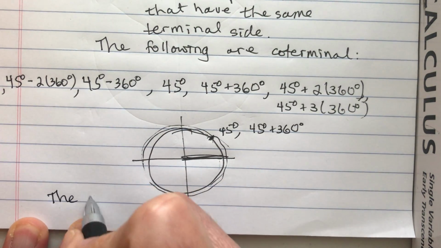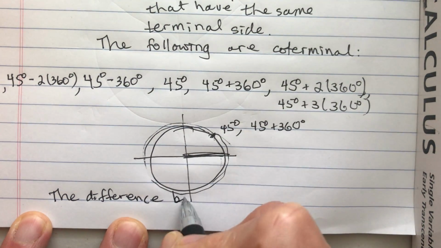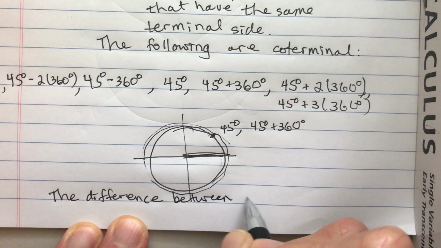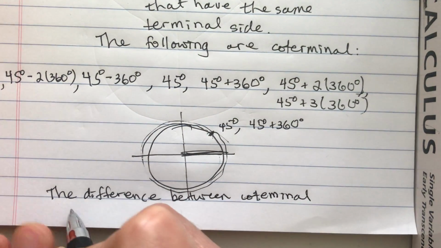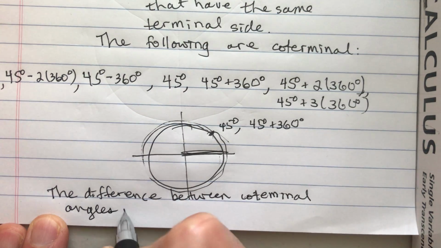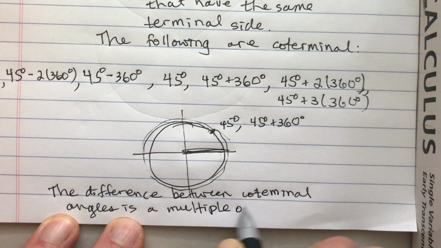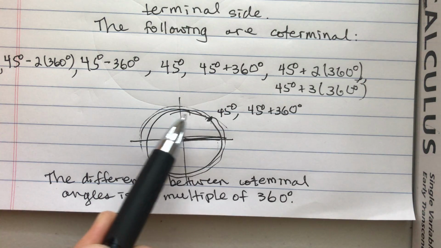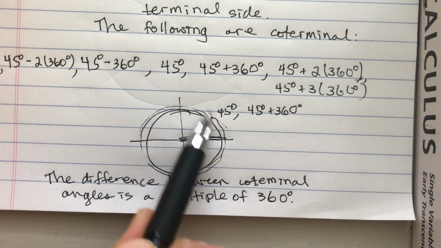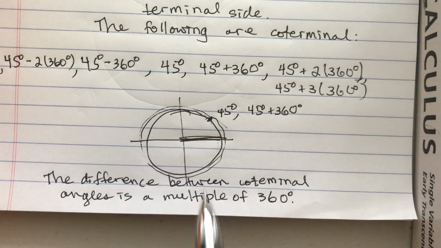The difference between coterminal angles is a multiple of 360 degrees. Because you can think of the 360 degrees just means that we're going around the circle counterclockwise how many times, or clockwise how many times, k times.